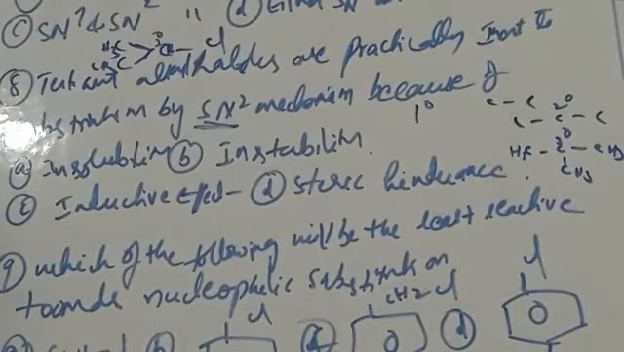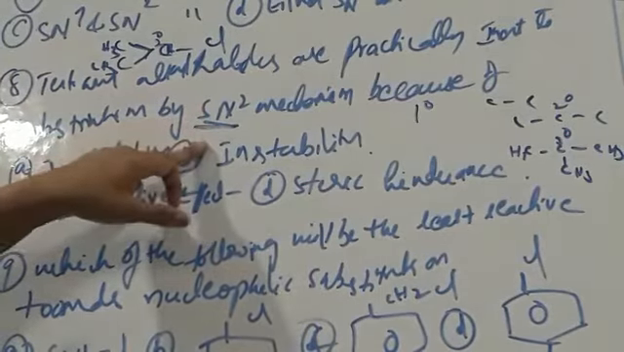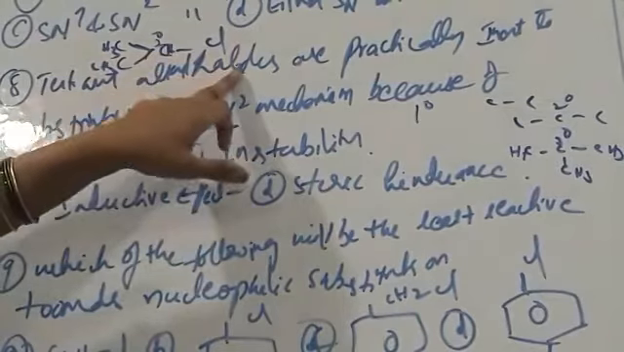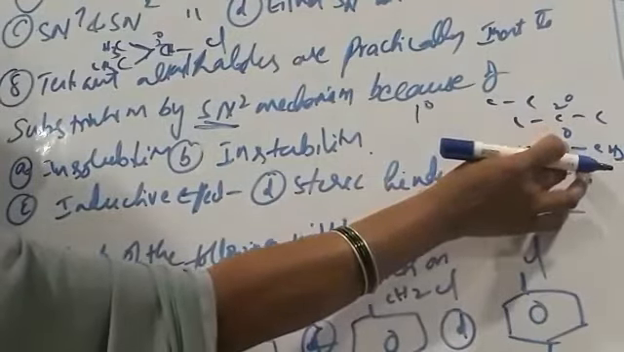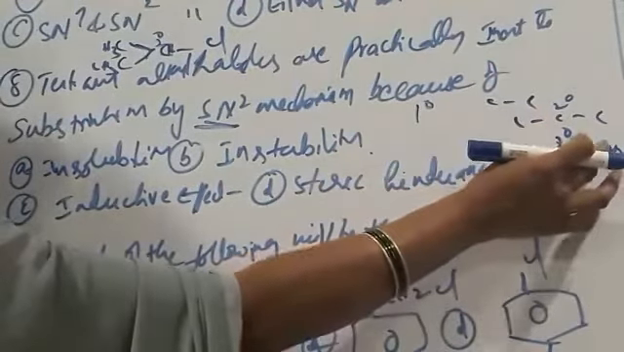So there we observe the reaction mechanism takes place through the formation of a carbocation intermediate. But in case of SN2 mechanism, these are quite inert in nature. Why? Because steric hindrance is there. The tertiary carbon atom is surrounded by more alkyl groups. So steric hindrance. Okay. Next.